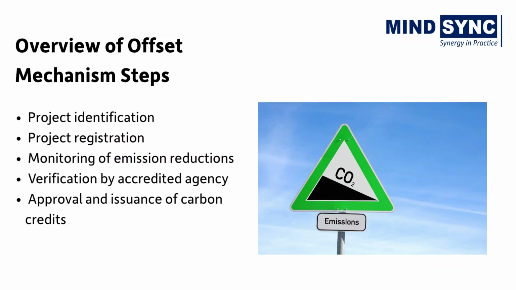Overview of offset mechanism steps. The offset mechanism follows a structured process. It begins with identification of an eligible project, followed by project registration. Emission reductions are then monitored and verified by an accredited agency. Finally, after approval, carbon credits are issued and recorded in the National Registry.